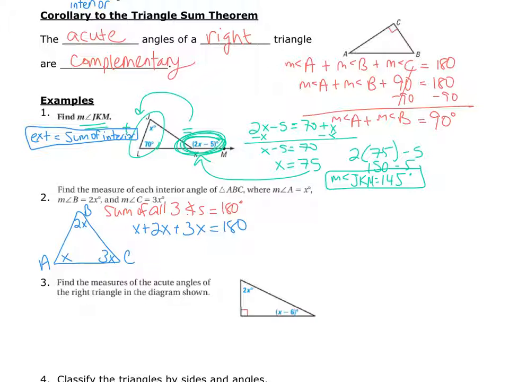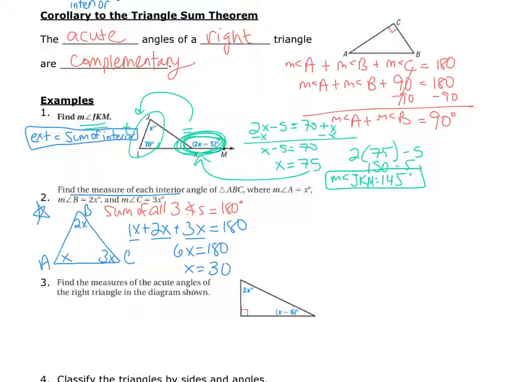So now I want you to go through and solve for x. What you should have done is add your 3x, 2x, and 1x together, and that gives us 6x equals 180. If we divide it by 6, then we end up with 30 degrees as our x.